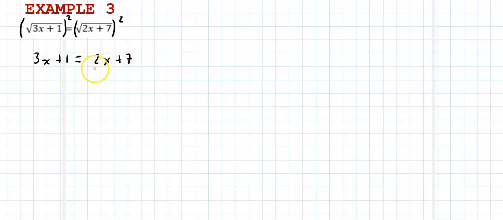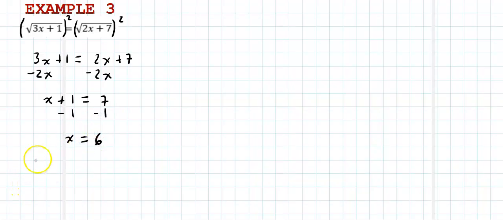In this case, we need to group the x terms on one side and the numbers on the other side. I'm going to group the x terms on the left side, so I'm going to subtract 2x from both sides. We get x plus 1 equals 7. Now subtract 1, so x is equal to 6.